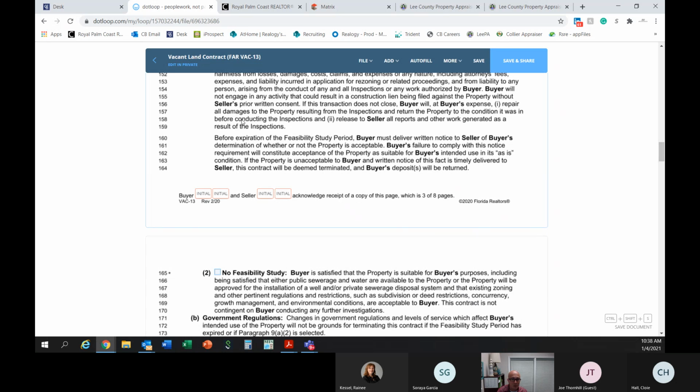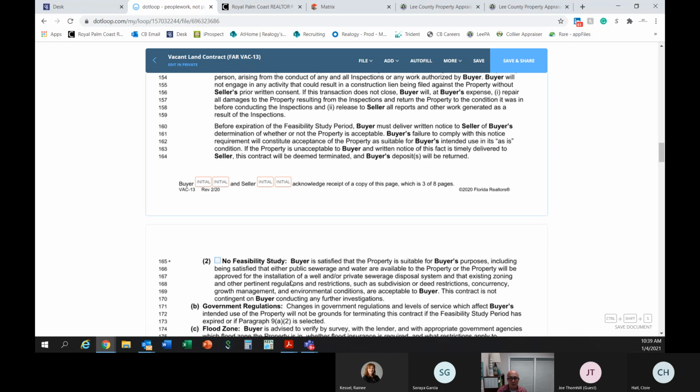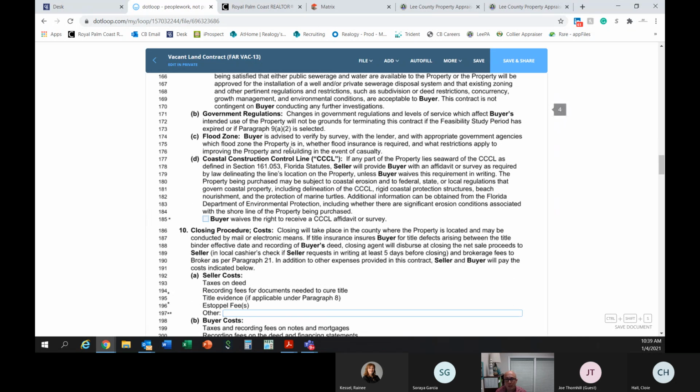All right, so they're going to perform a study and do their due diligence, or they're going to not perform the due diligence, and they're going to waive the right to do an inspection. Any question on that?